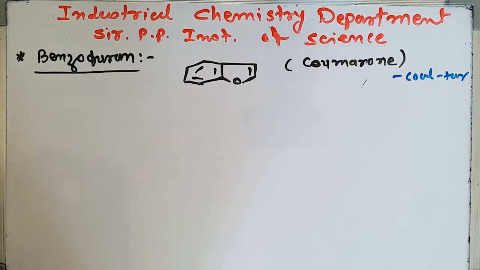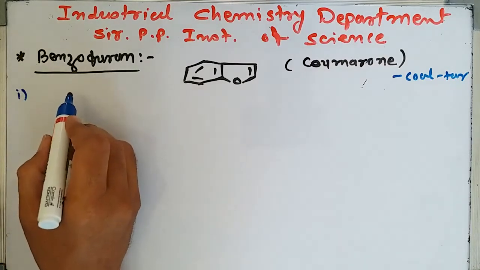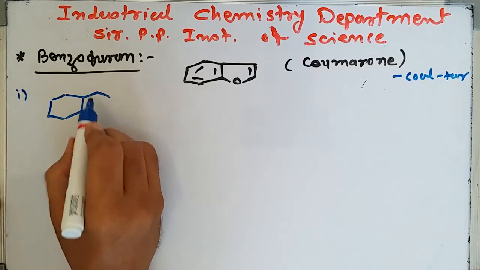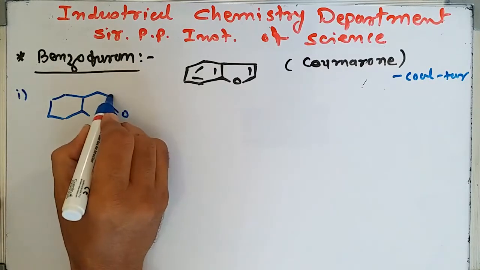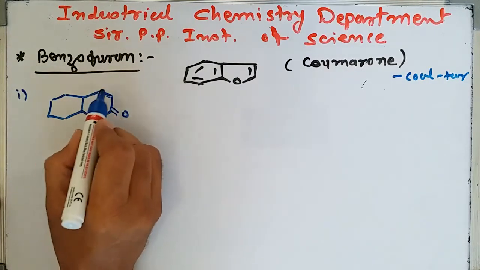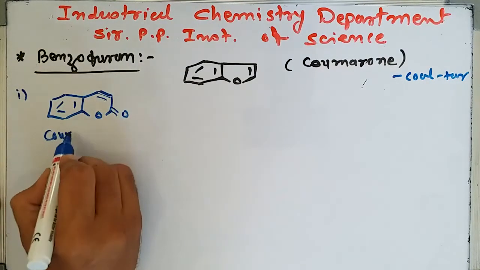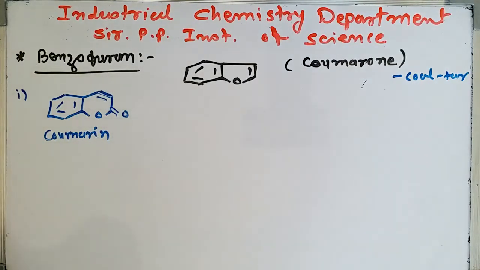The first synthesis is from coumarin. Benzofuran is prepared from coumarin. Coumarin is an optical brightening agent, a double ring, a benzene ring with oxygen. This is the structure of coumarin.